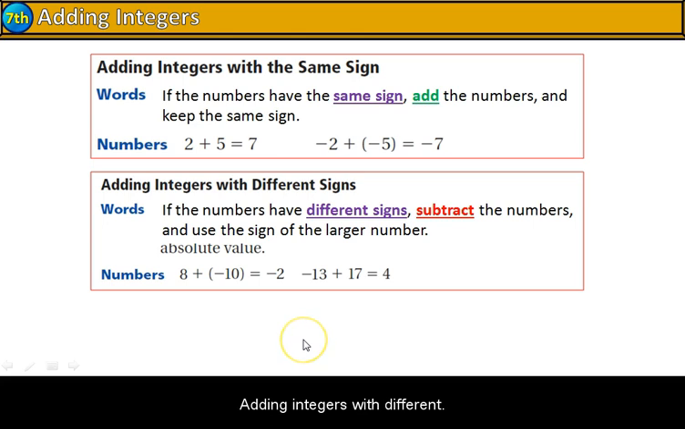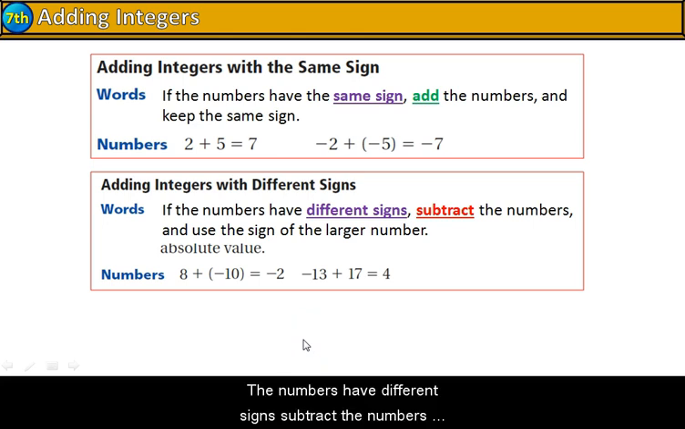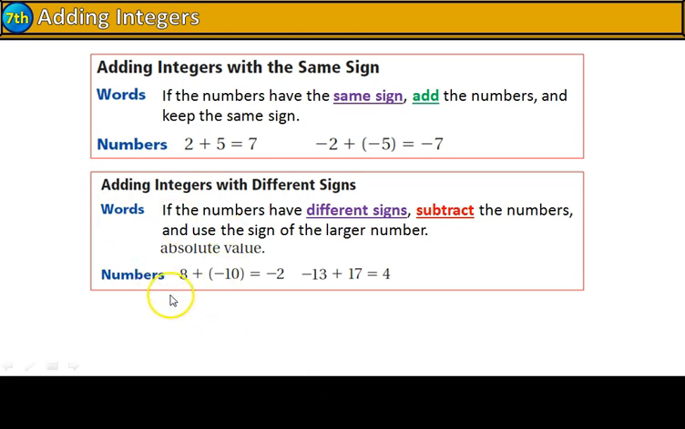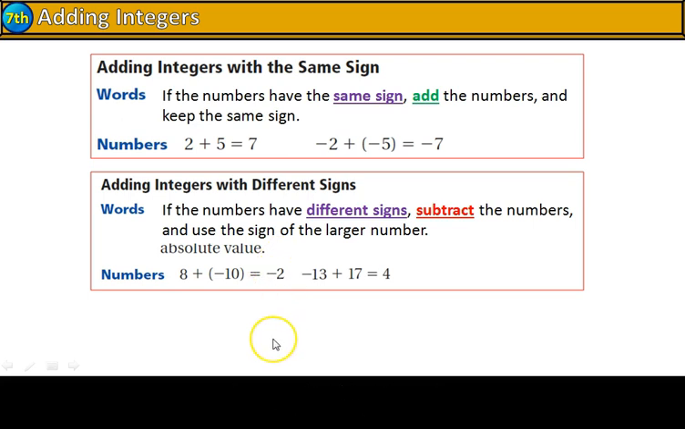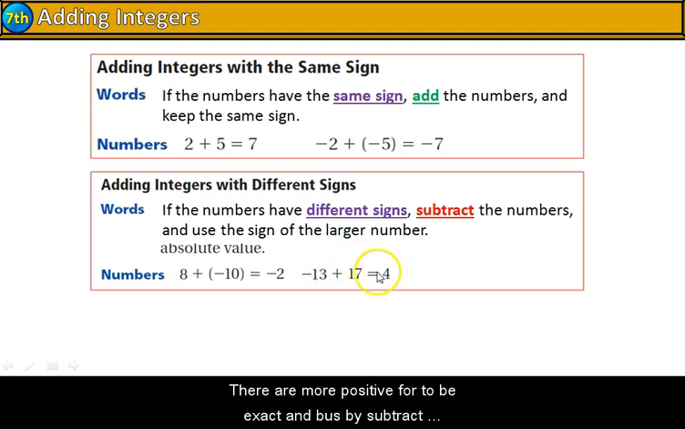Now, adding integers with different signs. If the numbers have different signs, subtract the numbers and use the sign of the larger number. For example, comparing 8 and -10, there are more negatives. So we subtract 10 and 8, and the result will be 2 extra negatives, -2. In the next example, -13 plus 17, there are more positives, 4 to be exact, and thus, by subtracting 13 from 17, we get the result of 4 and continue to use the positive.